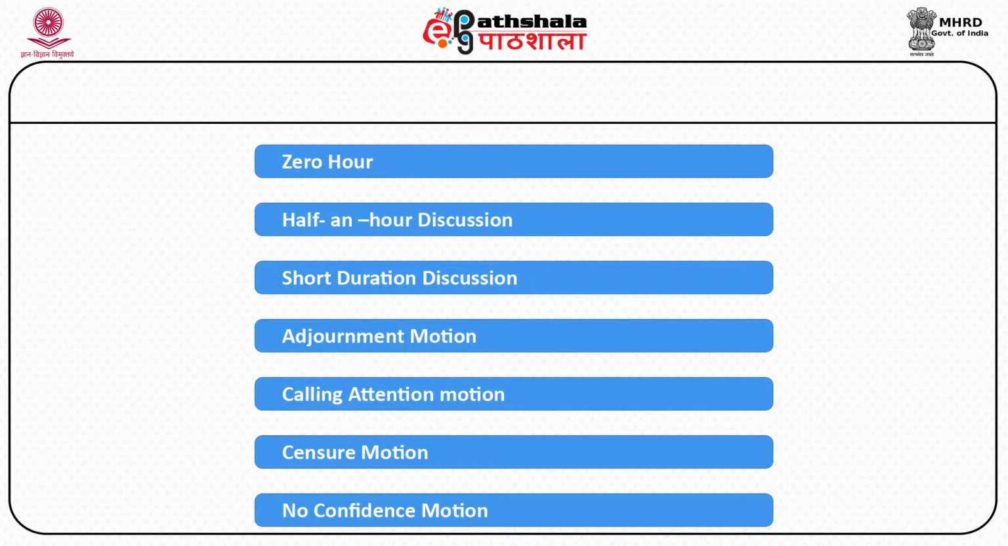Thirdly, a censure motion is moved for censuring the council of ministers for specific policies and actions, whereas a no confidence motion is moved to ascertain the confidence of the Lok Sabha in the council of ministers. If a censure motion is passed in the Lok Sabha, the Council of Ministers need not resign from office. Whereas, if a no confidence motion is passed, the ministers must resign from office.